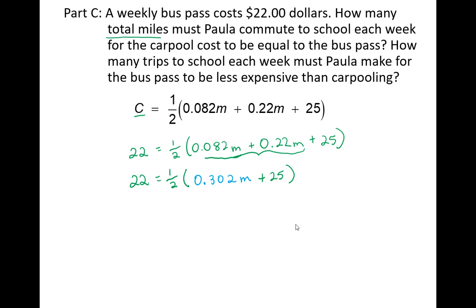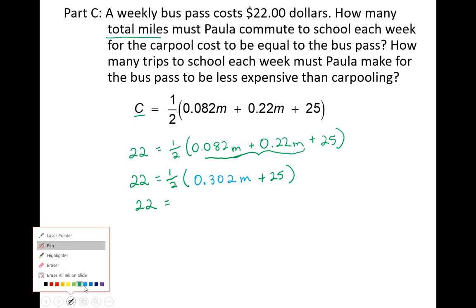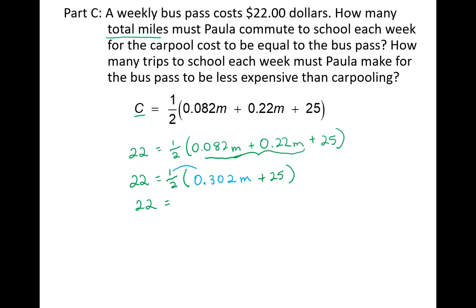There's really 2 ways to do this next part. I'm going to go ahead and just multiply by half to get rid of the parentheses. 1/2 times 0.302 is 0.151 M. So if I do this distributing, that's going to be 0.151 M. If I do 0.5 times 25, or 1/2 times 25, I'll get 12.5.